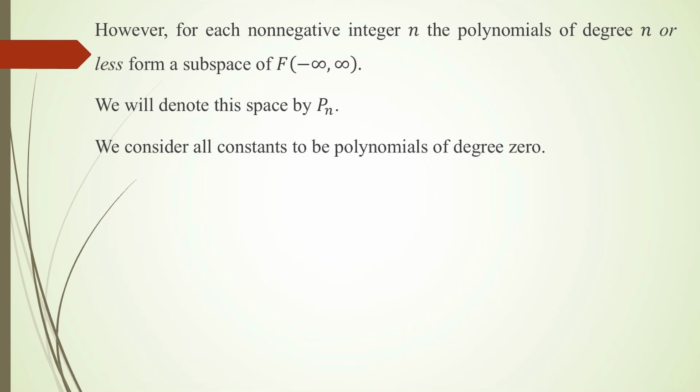Here we consider all constants to be polynomials of degree 0, because we know that a polynomial is of the form p of x is equal to a0 plus a1x plus etc. plus an x power n. Suppose a1 is 0, a2 is 0, etc., an is 0, and the only one that is non-zero is a0. Then we say that it is a polynomial of degree 0.